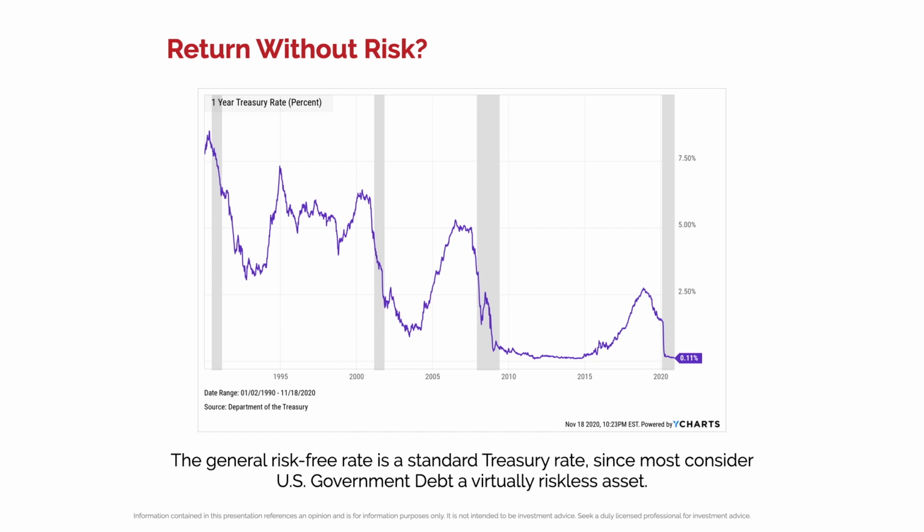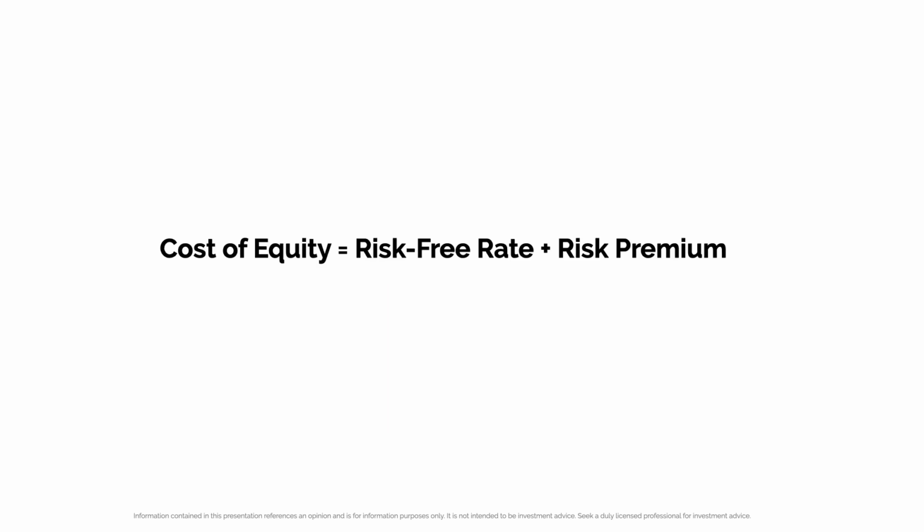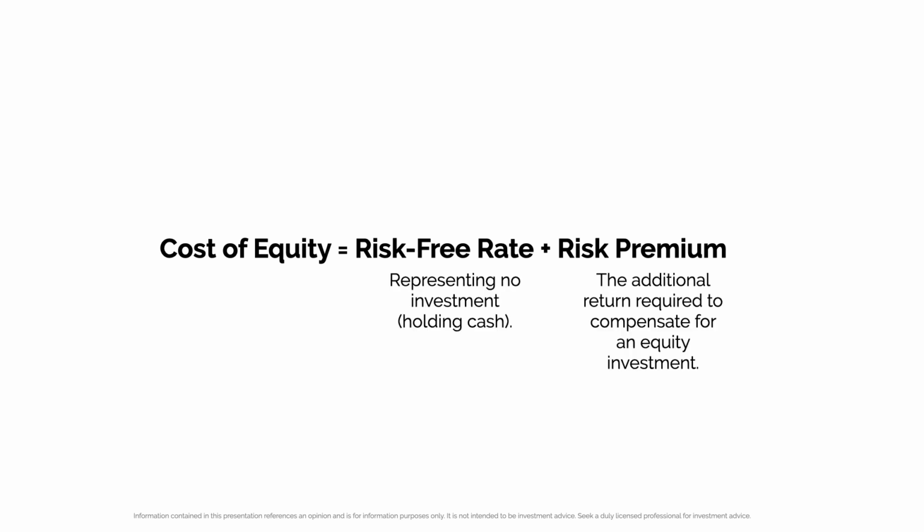So we have this concept of return without risk. So the cost of equity is going to be the risk-free rate, which represents no investment, right? If you invested in a riskless asset, you're going to get this guaranteed rate, plus this risk premium, which is the additional return required to compensate for an equity investment. And that risk premium will come from that market risk. It's not going to be from that idiosyncratic risk. So we have to model out that market risk. And the question is, how do we do that?